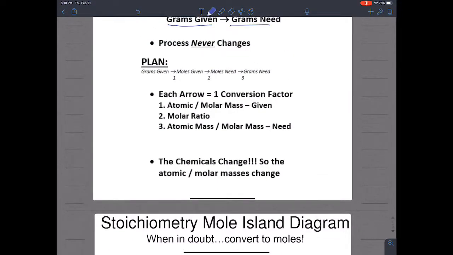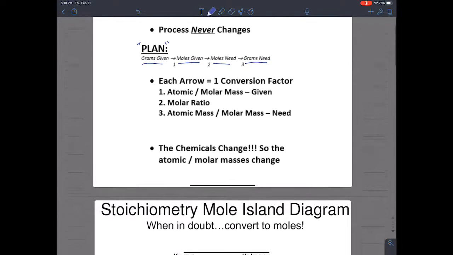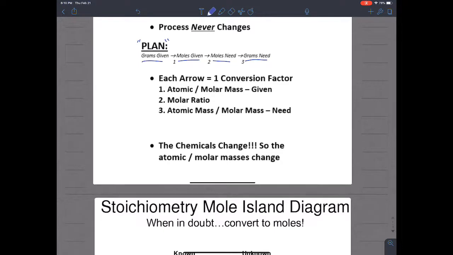Here is the plan, per se, going from grams to moles to grams. So it's a step-by-step process, and you have to take it step-by-step, otherwise it gets overwhelming. So each arrow is a conversion factor, what I just underlined up here. So you're given an atomic or molar mass. Now this just means whether it's a single element or a molecule.